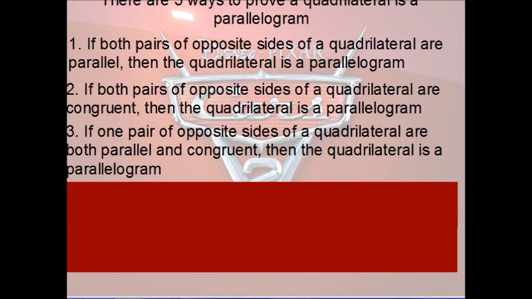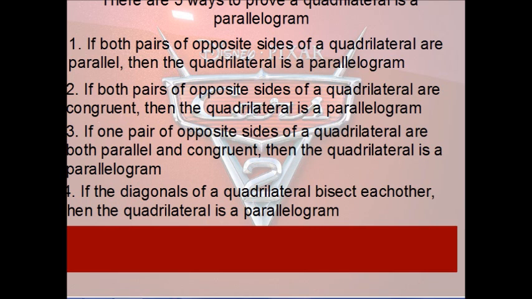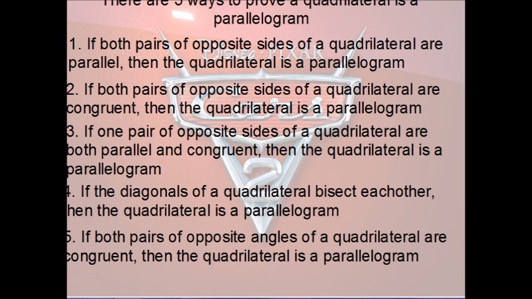Our third way: if one pair of opposite sides of a quadrilateral are both parallel and congruent, then the quadrilateral is a parallelogram. If the diagonals of a quadrilateral bisect each other, the quadrilateral is a parallelogram. And last but not least, if both pairs of opposite angles of a quadrilateral are congruent, the quadrilateral is a parallelogram.